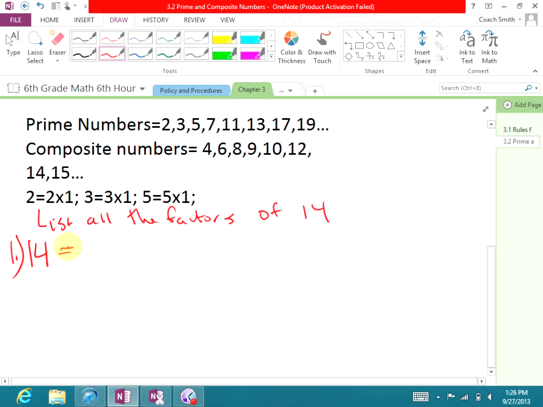Okay, so all the factors of 14. Well, we know that 1 and the number itself are factors of every single number. Okay, so I can automatically start with 1, and I'm going to put its partner over here, 14. I always list them in their pairs. I would encourage you and almost require you to do the same thing. Okay? Now, here's where our rules for divisibility come into play.